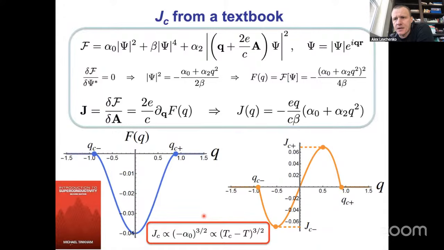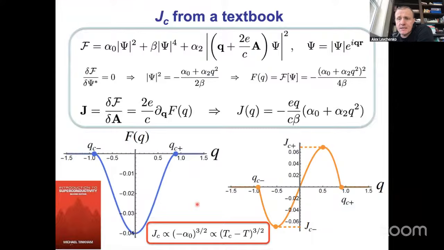So it's a thermodynamic quantity of a superconductor. I would like just to remind you the definition of the depairing current given in the textbooks, and then we'll go from there. And again, for simplicity of this presentation, I will constrain myself to the discussion of the superconducting state close to the critical temperature, where we can use Ginzburg-Landau phenomenology.